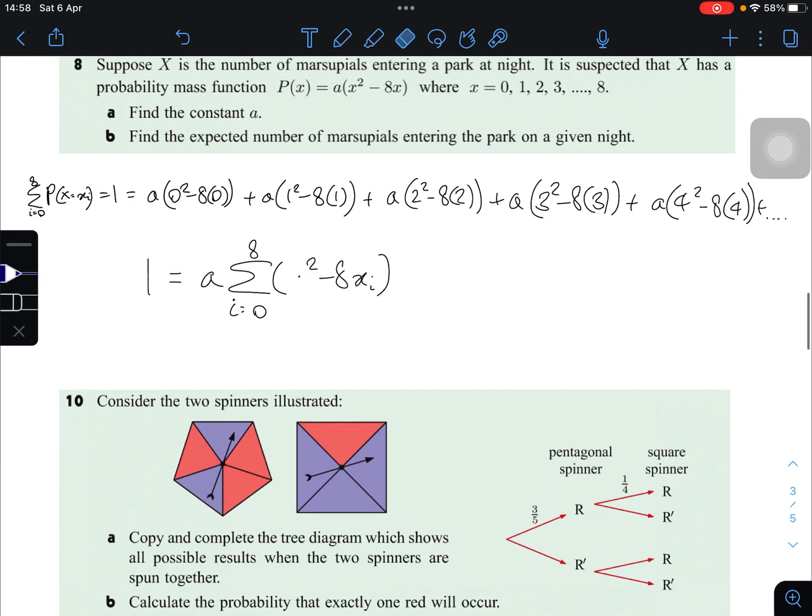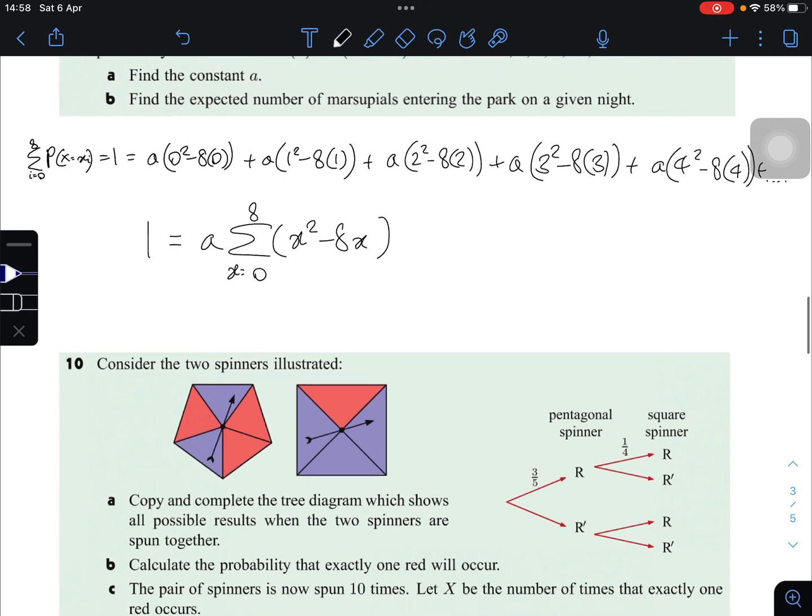In fact, formally writing this is just x really, isn't it? It's just x squared minus 8x, and it's x from 0 to 8, because that's the values that x can take. So that's what we can input into our calculator. So I'm going to put in x squared minus 8x, sorry I can't write this down very well for you, but this is literally what I'm putting in. And then I'm going to put in from x equals 0 to 8, and see what that gets me. I get minus 84. So therefore, 1 equals minus 84 lots of a, and so therefore a must equal 1 over minus 84.